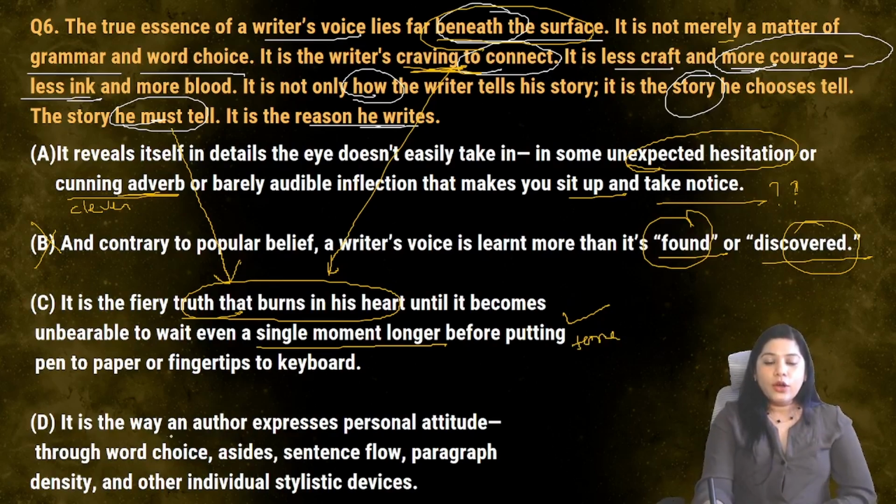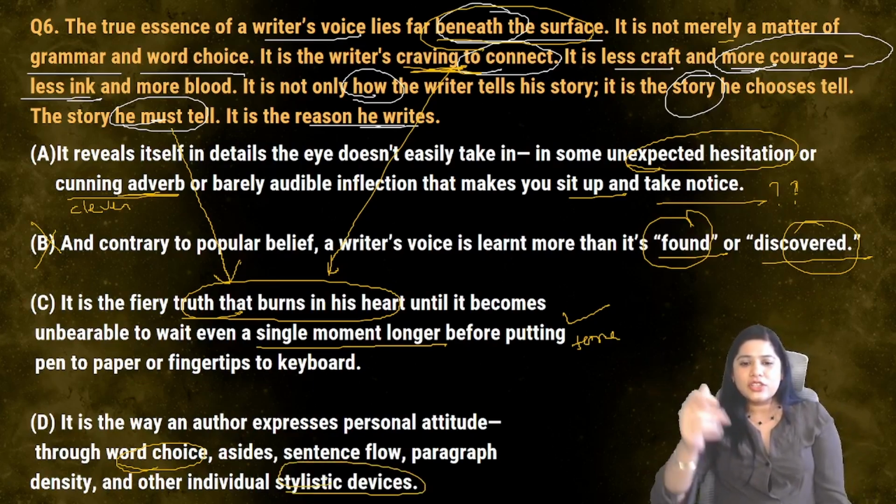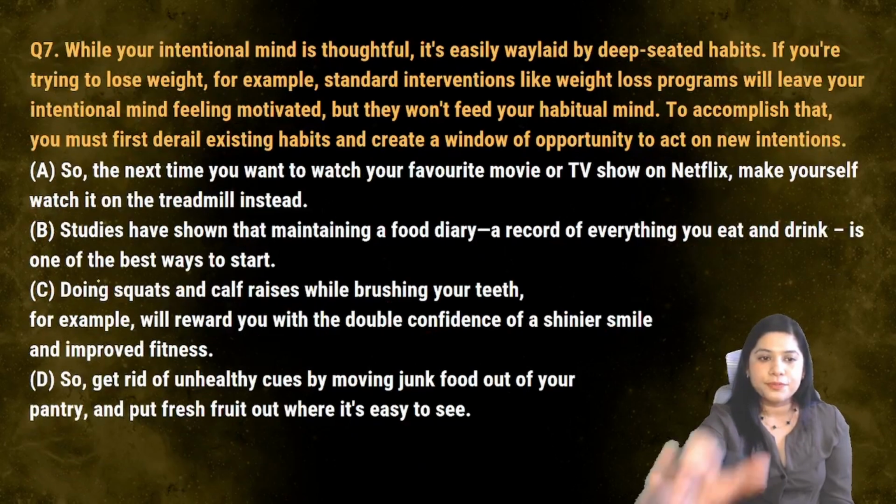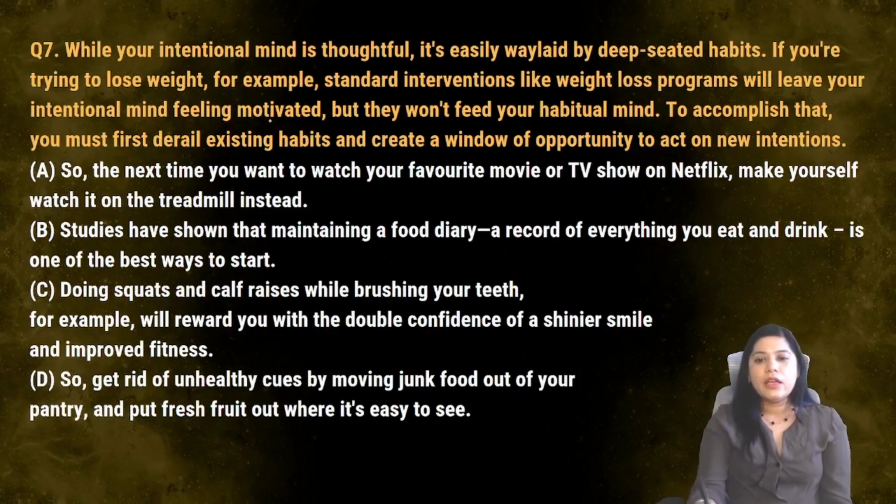It is the way an author expresses personal attitude through word choices. See, it's not about the word choice, first of all. Aside from sentence flow, paragraph density, it's not stylistic, like compound, complex structure. That's not important. It's what's there in the author's heart. वो बताना चाहता है. That's what he wants to convey. Right? So out of A and C, the one that goes more with the theme and tone of the given paragraph. Now, question number 7.